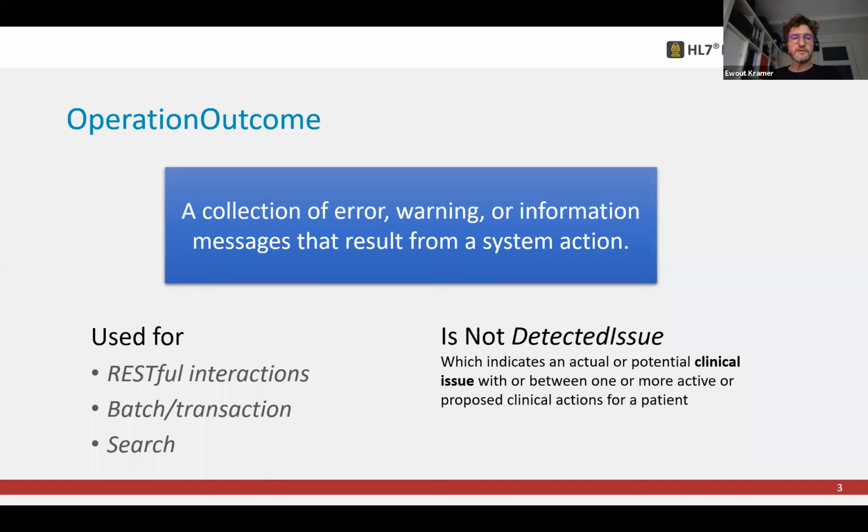The FHIR specification uses it for the RESTful interactions, but operation outcomes can also be returned as a result of a search. So within a bundle, you're searching for something, and maybe you supplied the wrong search parameters or a wrong code or whatever. The server might return a search result, but also include operation outcomes in that bundle. That's not really clear from the FHIR specification, but that can still happen.